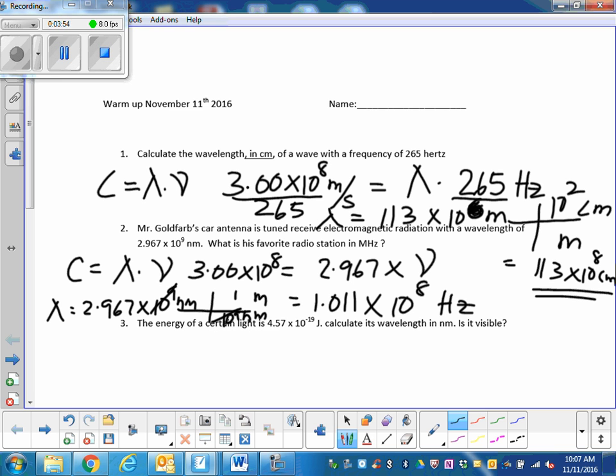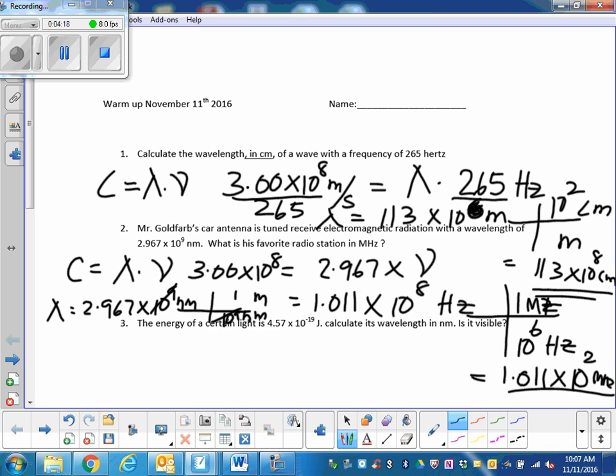Were you able to do the problem? What is it, Cameron? Okay, so the question is asking us to give it in megahertz. So 10 to the 6 hertz makes a megahertz. So this is 1.011 times 10 to the 2 megahertz. Is that right? Yes. Are we good?